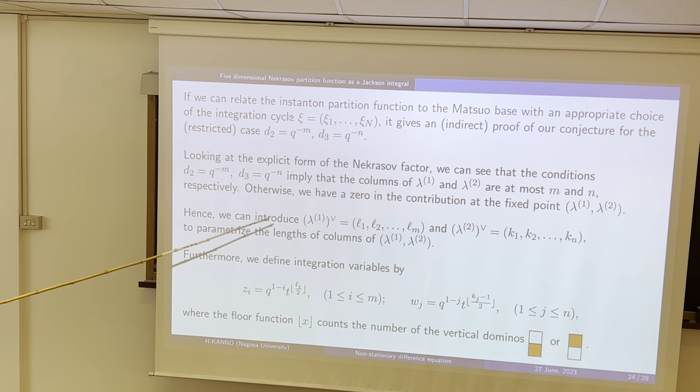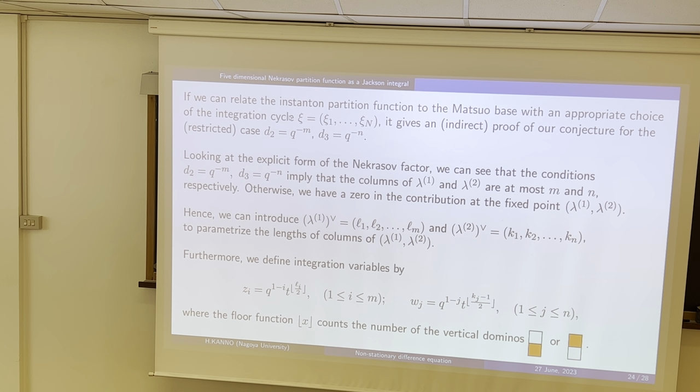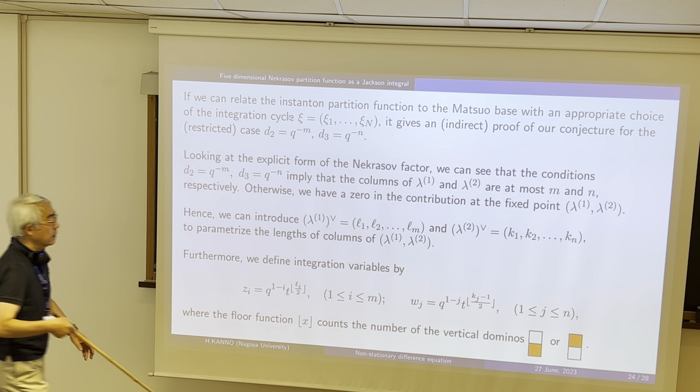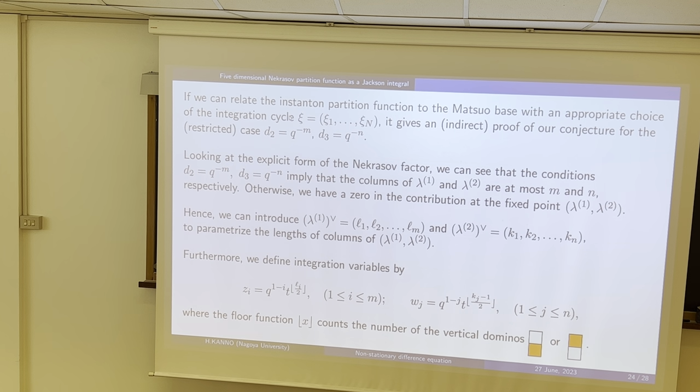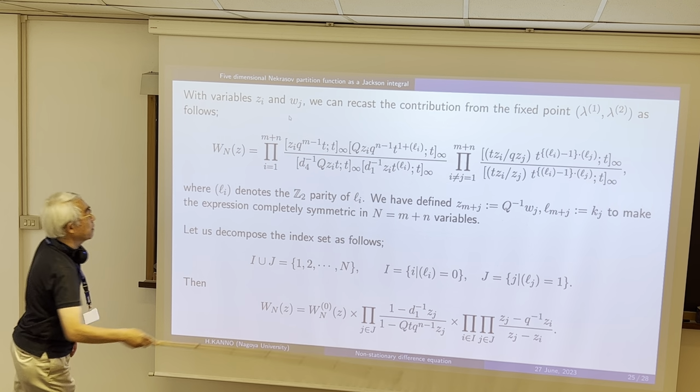I introduced this coordinate, which is natural from the viewpoint of the Z2 coloring of the Young diagram, and recast the original partition function in this form. The important point here is the appearance of this kind of Z2 parity part.